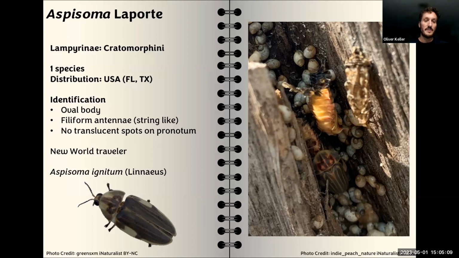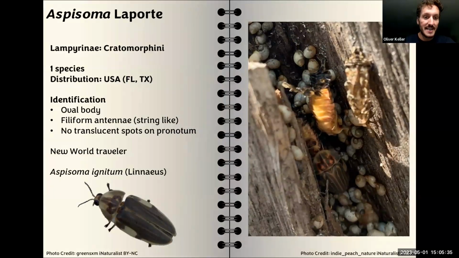This was first observed in the 90s in Florida, and it comes across the border from Mexico into Texas as well. Really a world traveler as a species, and it's one of the brightest flashes I've ever seen when I saw the species, both in Puerto Rico and the Dominican Republic. It has this oval body shape.